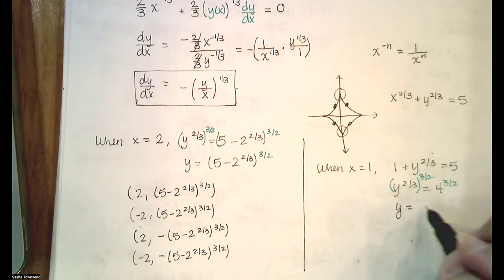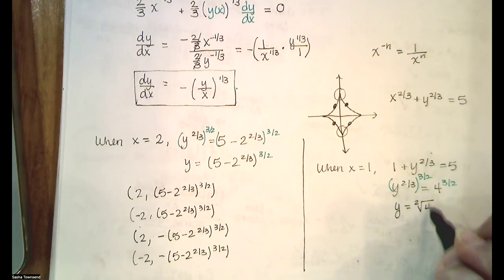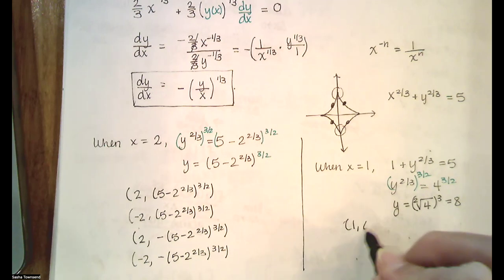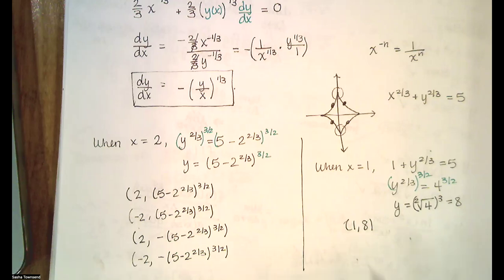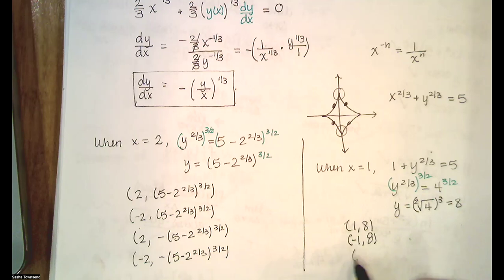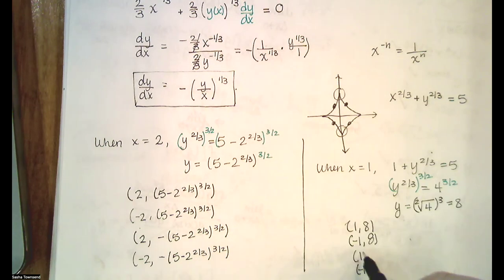So that is the square root of 4 cubed, or you can do square root of 4 cubed. Either way is fine. So y is equal to 8. So x equals 1, y equals 8 is on the graph. And then due to symmetry, we'll have x equals -1, y equals 8. And then you could have the same x values on the bottom part, x equals ±1 and y equals -8.